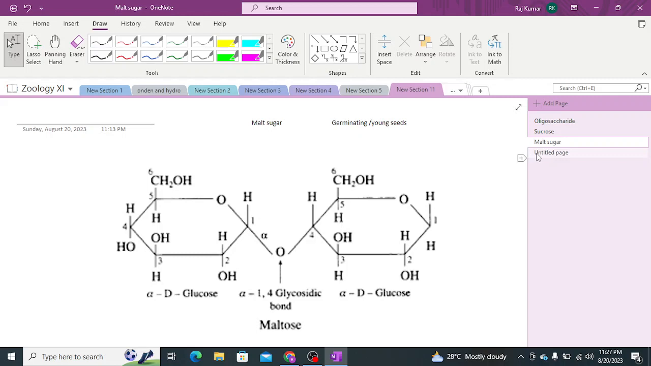Maltose is also considered to be a sugar which is found in the downward parts of the plant.